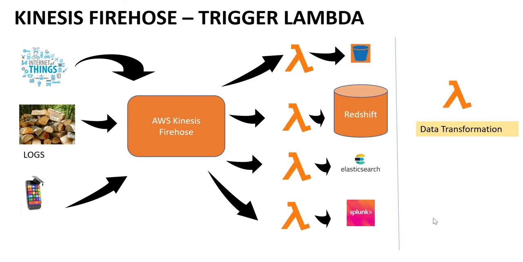Now what if you want to transform the data before you write to S3 or Redshift, etc.? So you have to trigger a Lambda function. Lambda function is a serverless application. You can build applications or write functions which are serverless. It is dirt cheap, and the only problem is it has a very short span.